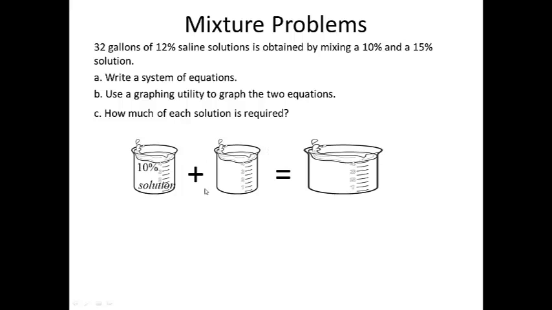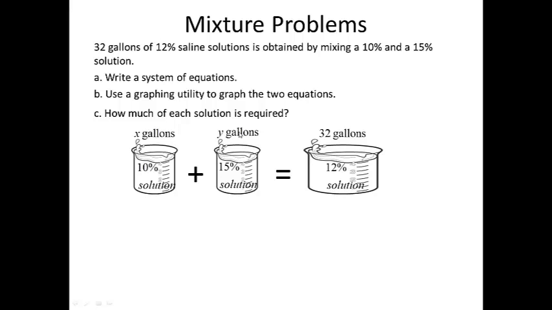So we have a 10% solution plus a 15% solution, and the result is going to be somewhere in between. We're going to dilute or concentrate to make a 12%. Altogether, we have 32 gallons. So far, so good? All right. And we don't know these two, so we're going to say that this is X gallons and Y gallons.